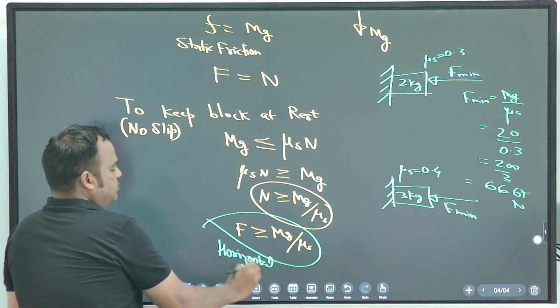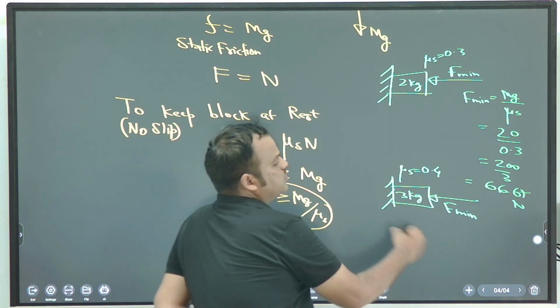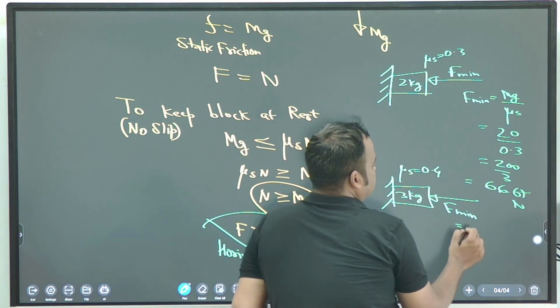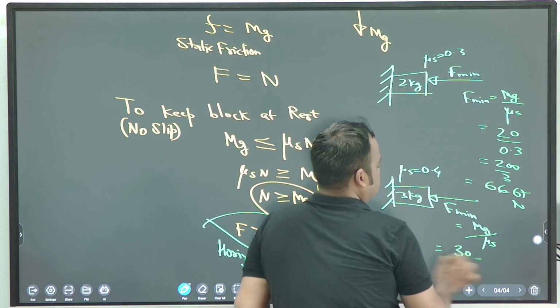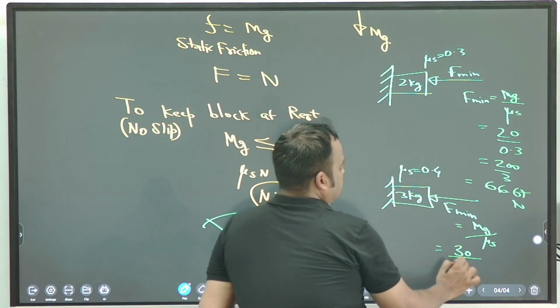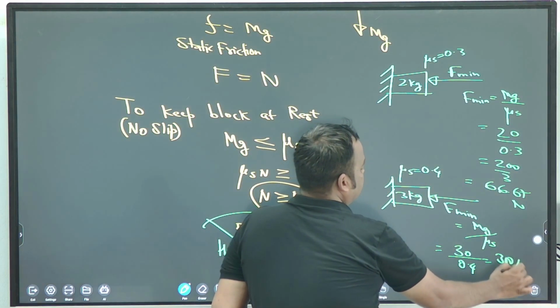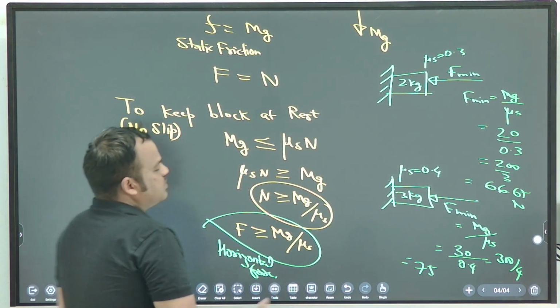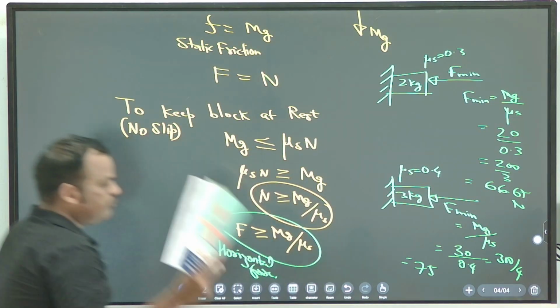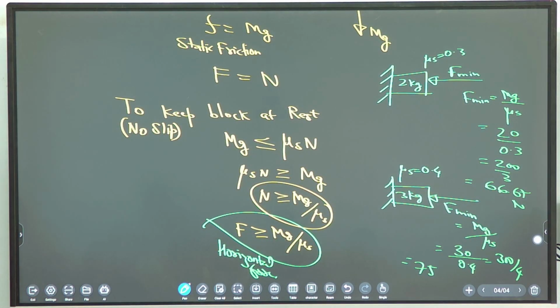Horizontal force. Minimum horizontal force, how much? Mg by mu s. 30 by 0.4, so 300 by 4, that is 75 Newton. So suppose this book is 3 kg and the mu s value is 0.4.